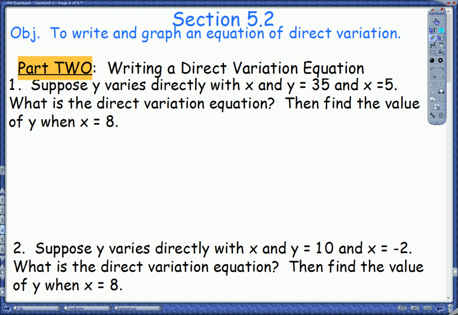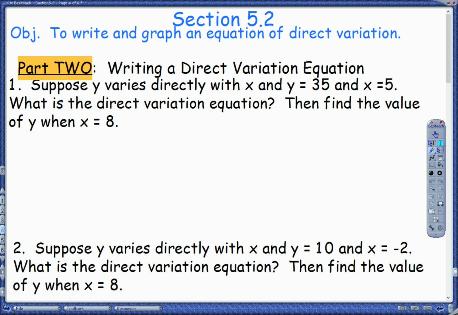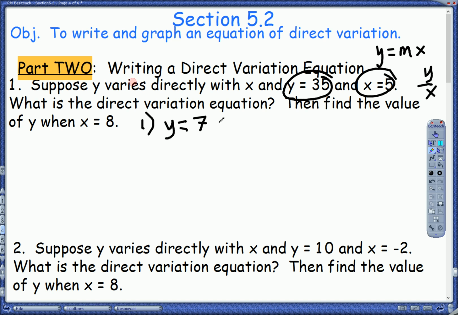Alright, moving on, part 2, writing a direct variation equation. So suppose y varies directly with x, and y equals 35 and x equals 5. What is the direct variation equation? Okay, so in order to find the direct variation equation, the easy way to do it is to do y divided by x. And that will give you the slope. So if I do 35 divided by 5, I get 7. So my equation, that's the first part, I get y equals 7x.